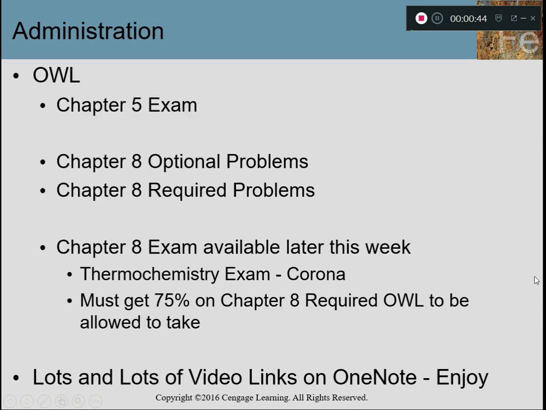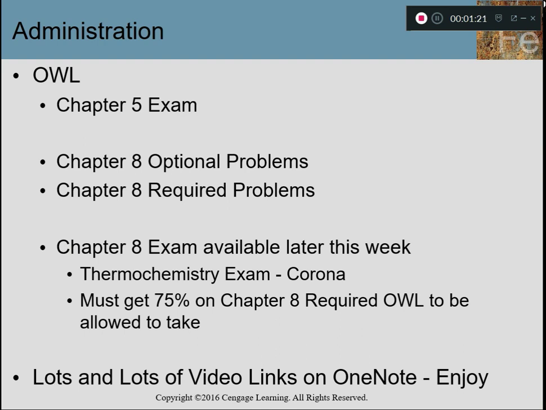So administrative items: one, the chapter 5 exam, you got that on your plate. You should have finished it by Tuesday noon. Hopefully that got taken care of. There are chapter 8 optional problems and chapter 8 required problems, and chapter 8's exam will be available later this week after we do the last section. It's labeled as Thermochemistry exams - Corona, because there's another exam there and I want to make sure it doesn't pop up in front of you. So it is labeled with Corona.